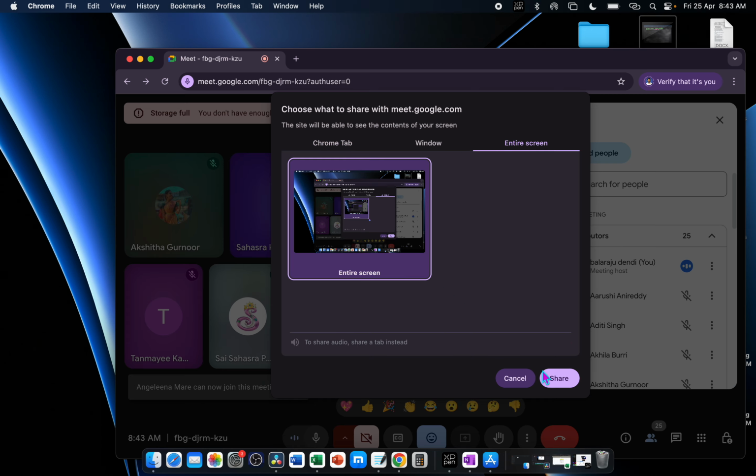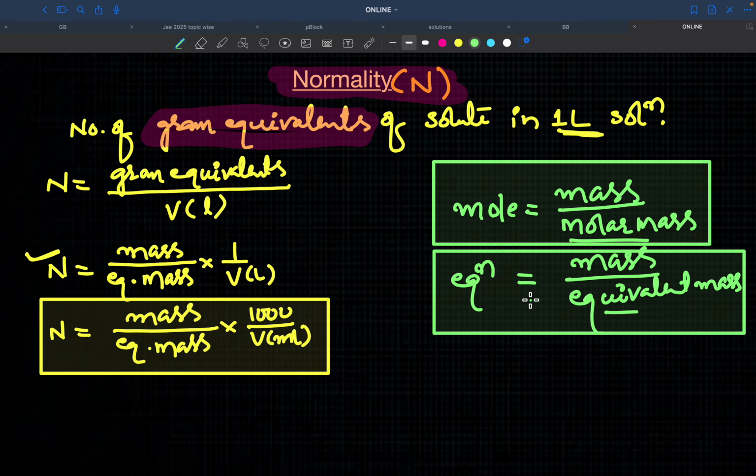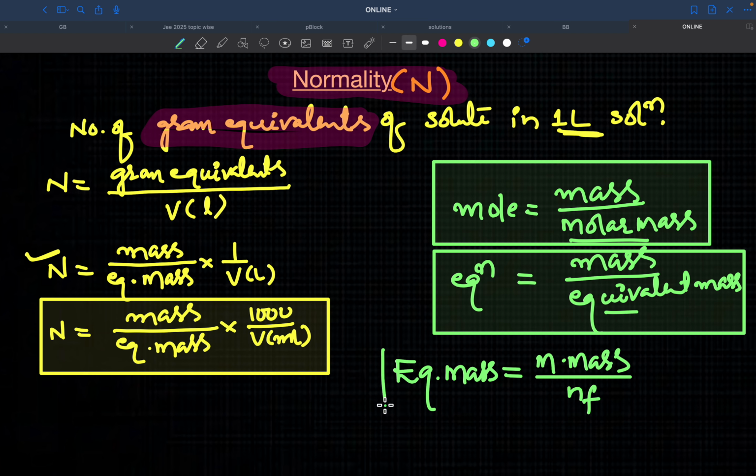Sorry guys, I received a call. So moles are calculated by dividing mass by molar mass, and equivalents are calculated by dividing mass by equivalent mass. We should know the relation between molar mass and equivalent mass. That's it. So we can write: equivalent mass is equal to molar mass over n factor. If we know the n factor, we can use this one.